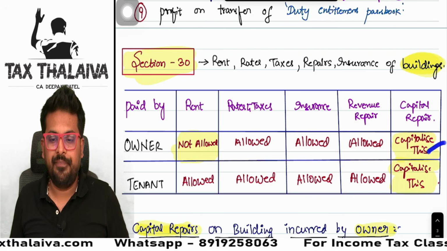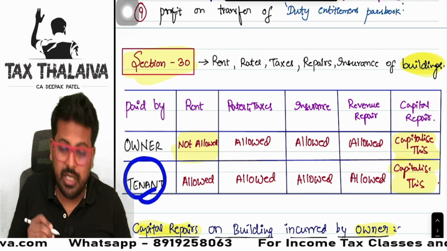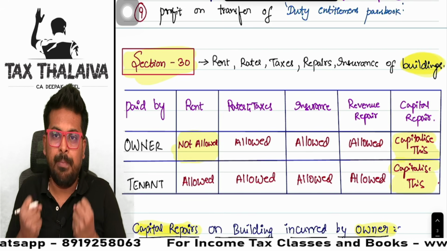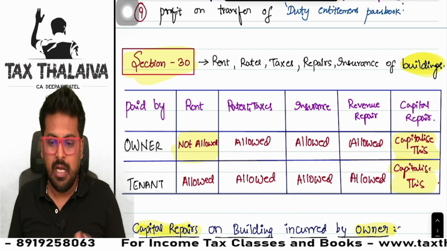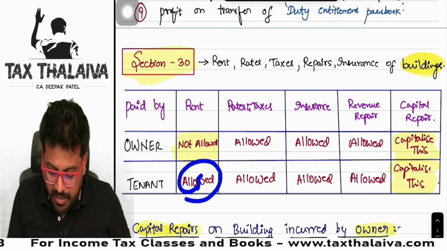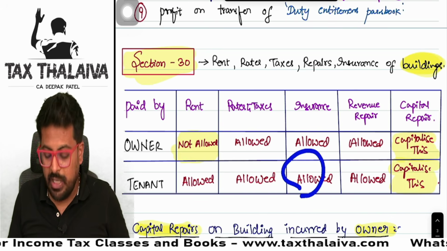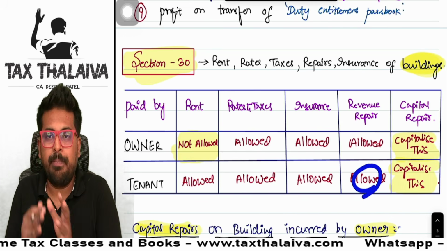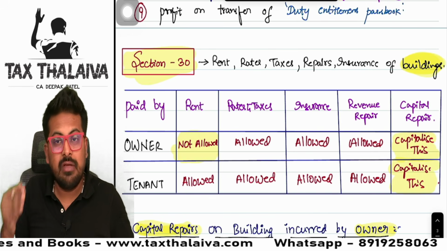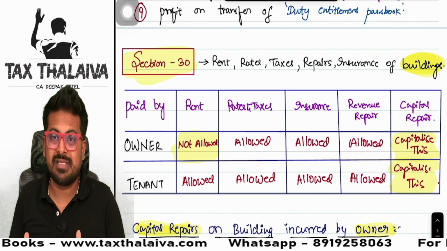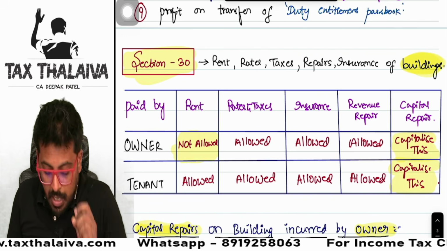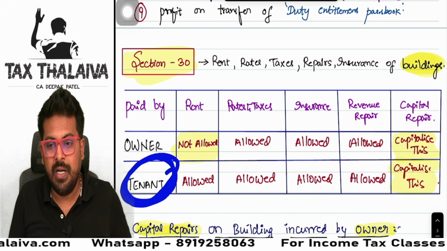Now, if you are a tenant, you are not the owner of the building, it means you have taken the building on rent for your business purpose. In that case, of course, rent is a business expenditure, so that is allowed. Taxes are allowed, insurance premium is allowed, and revenue repairs, if I do any for that building which I took on rent, even that is allowed as business expenditure because I am using it for my business purpose. But mind you, I am not the owner of the building.